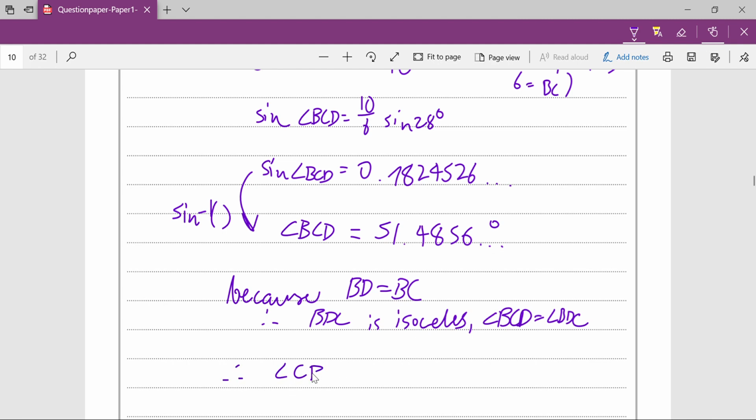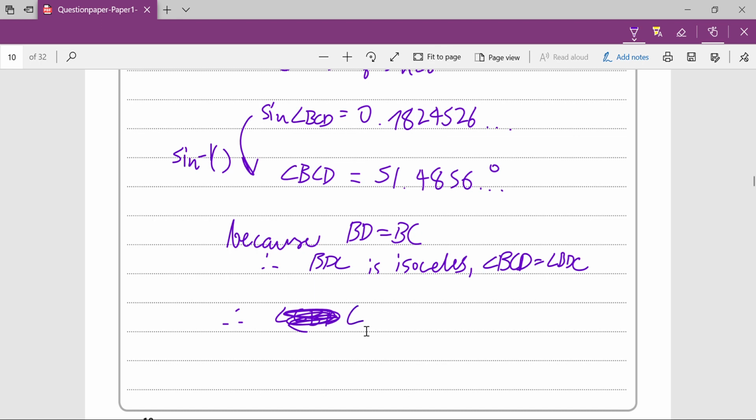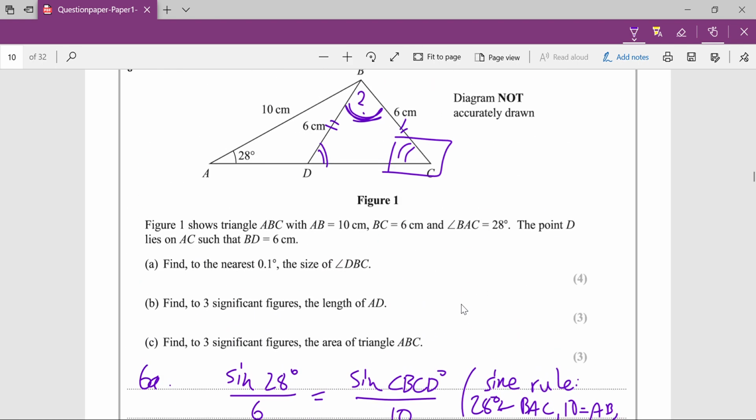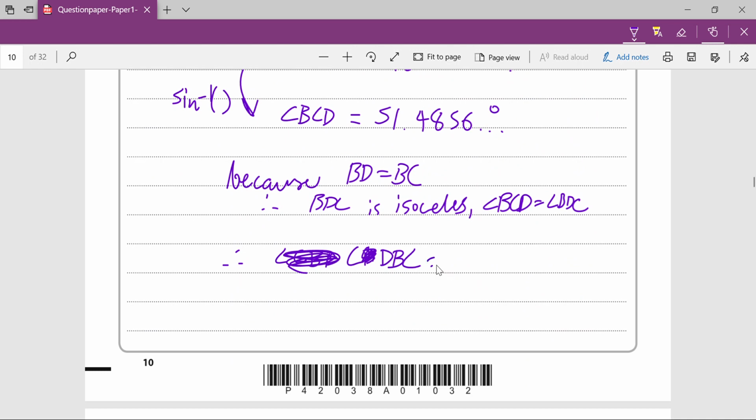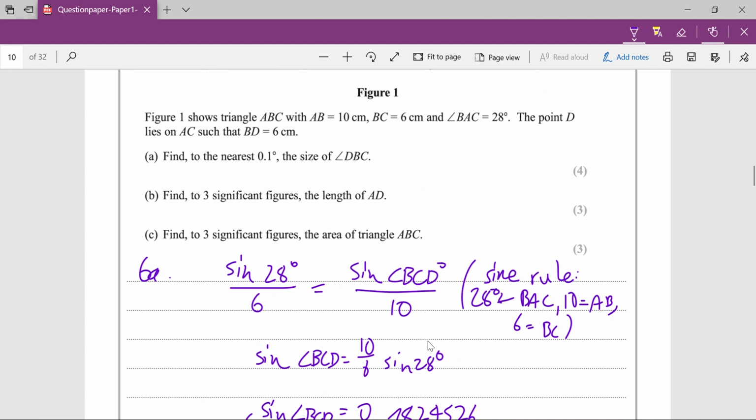Therefore, the angle CBD that we are looking for, or rather it's shown as DBC, will be 180 degrees minus 2 times angle BCD, or 180 degrees minus 2 times 51.4856 degrees, which works out to 77.0 degrees to 1 decimal place of accuracy. Right, so that's our final answer for part A.